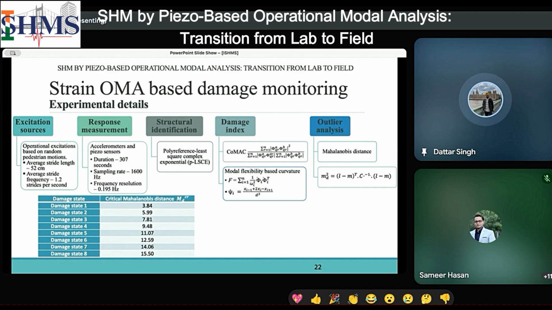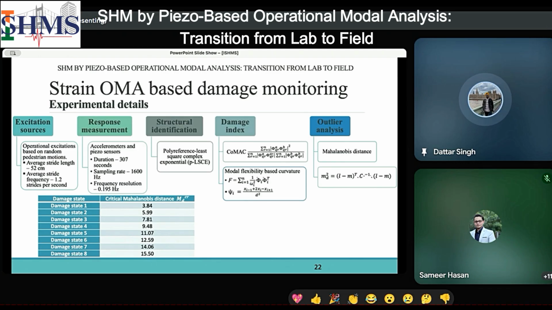We have already ruled out damping as a very sensitive parameter to any variation in the experimental details. So we rule it out, and we are left with frequency or mode shapes. Again, frequency is also sensitive to temperature variations and boundary condition changes. So we also rule it out, and we are left with mode shapes.